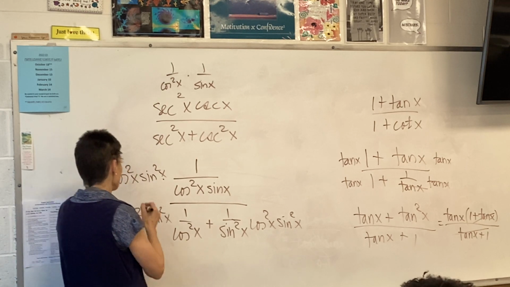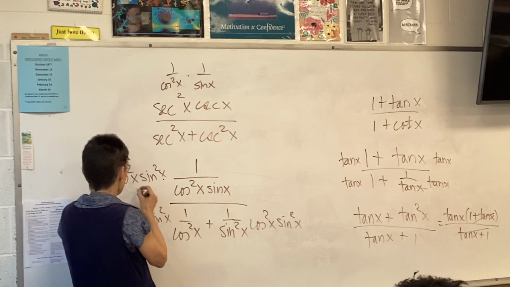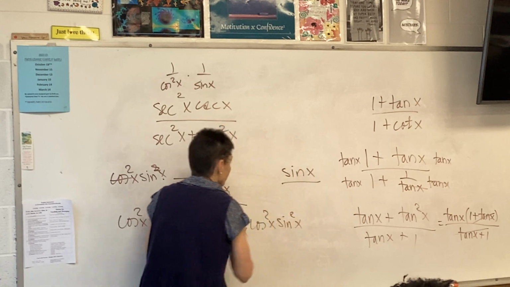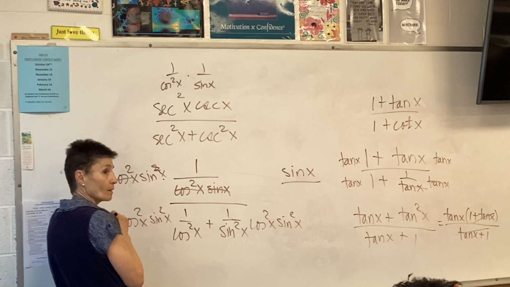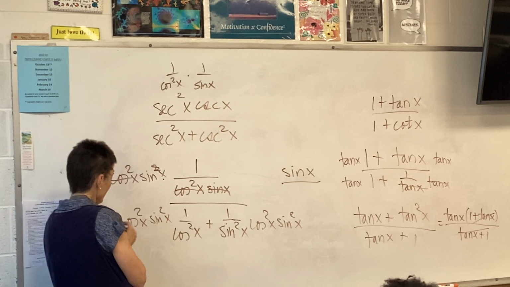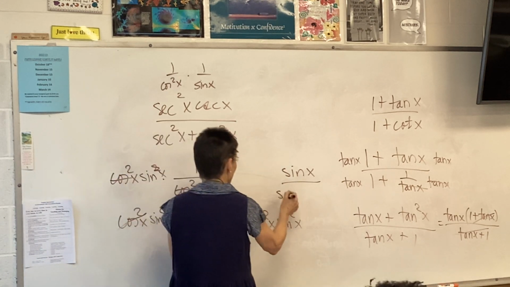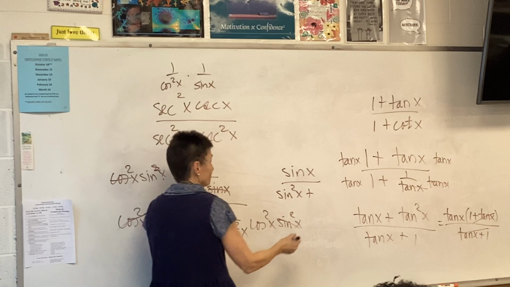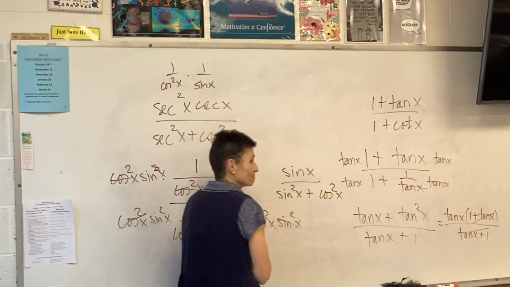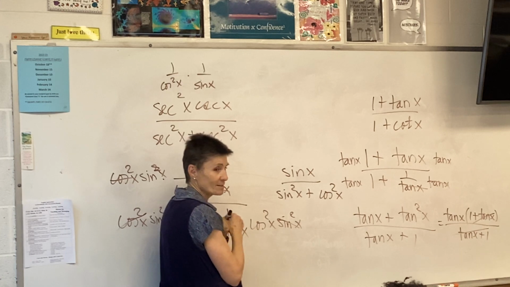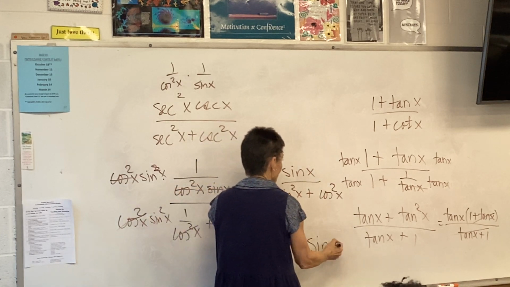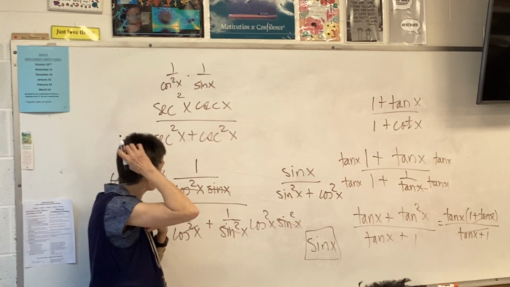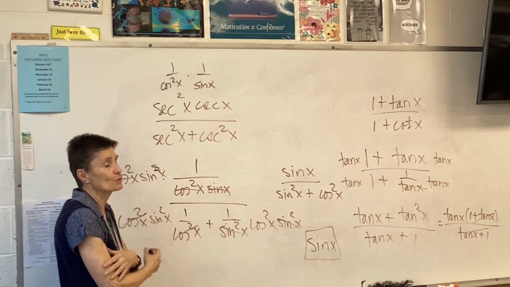So what do I have left on the top when I do this multiplication? Cosines are gone, one of the sines is gone, so I have sine on the top. Everybody see that? And then what on the bottom? Those cancel, so I'm left with sine squared. These cancel, so I'm left with that's just sine. Yes, that one just simplifies down. So right there, there's multiplying by sine squared, sine squared.